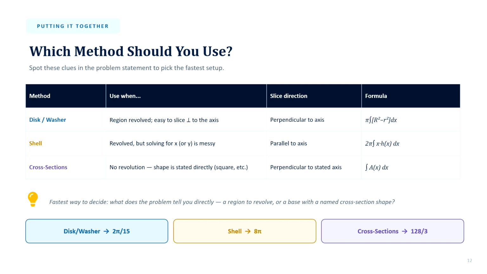If it is revolved but solving for one variable in terms of the other is a pain, switch to shells. If there's no revolution at all, the problem just hands you a base and tells you the cross sections are squares, triangles, or semicircles, go straight to the cross-section method.